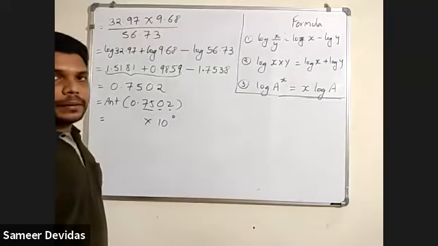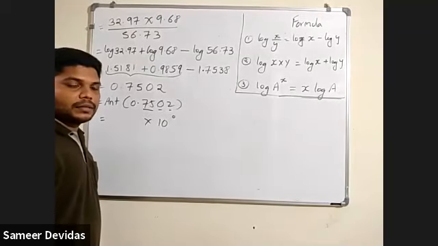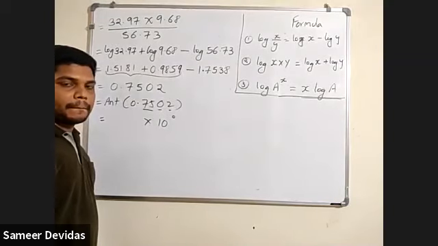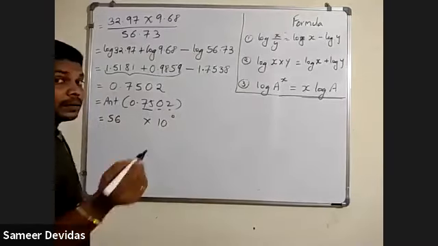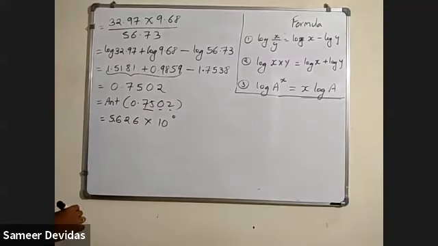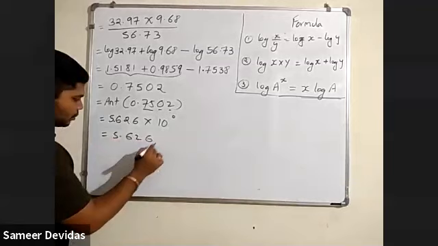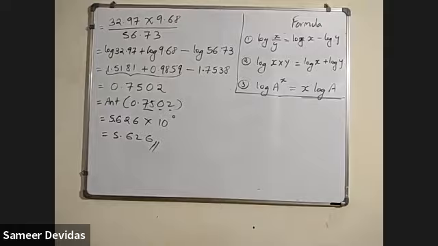Anti-log. 5626. Okay. So it is 5.626 into 10 raised to 0. This is nothing but 5.626. This is your final answer. Everybody have understood? Yes, sir.